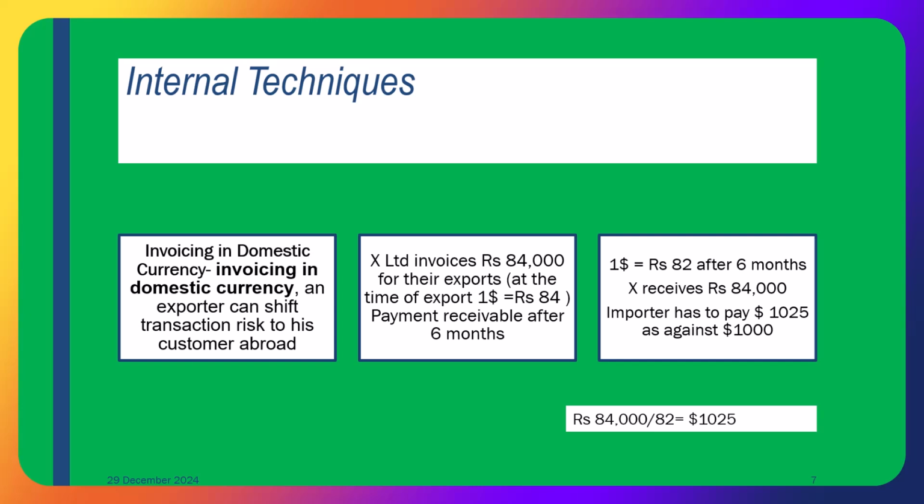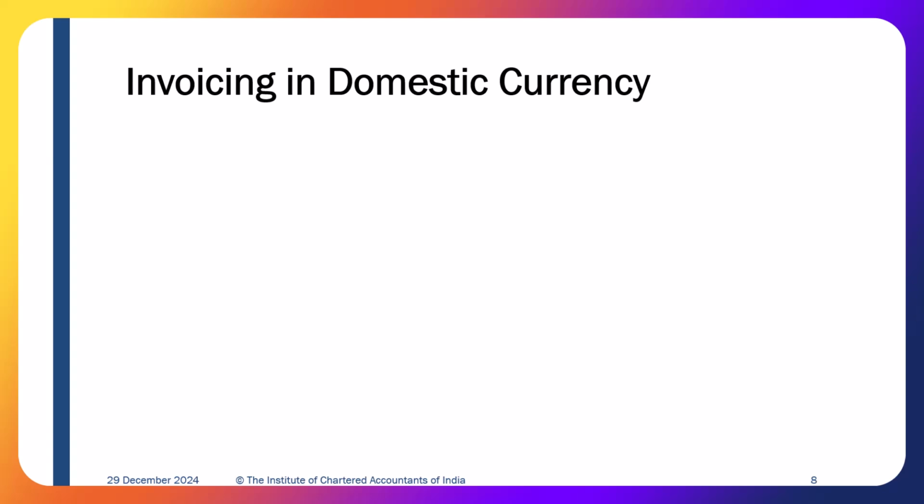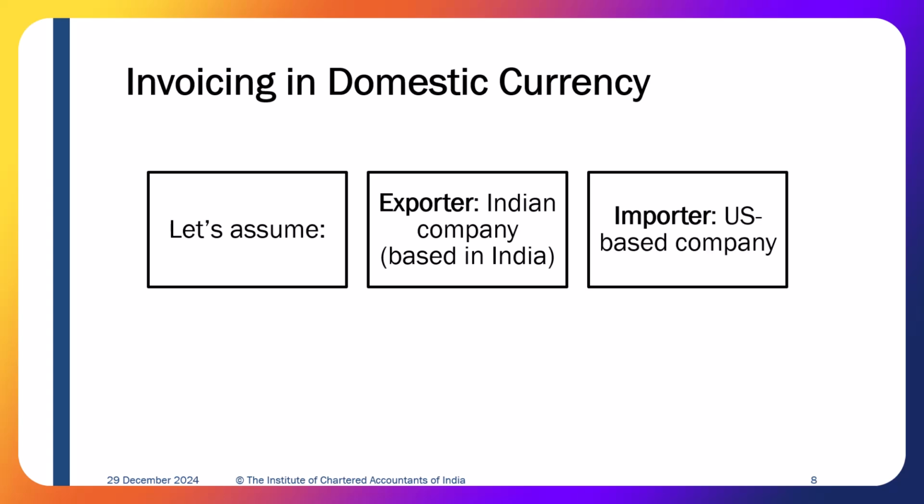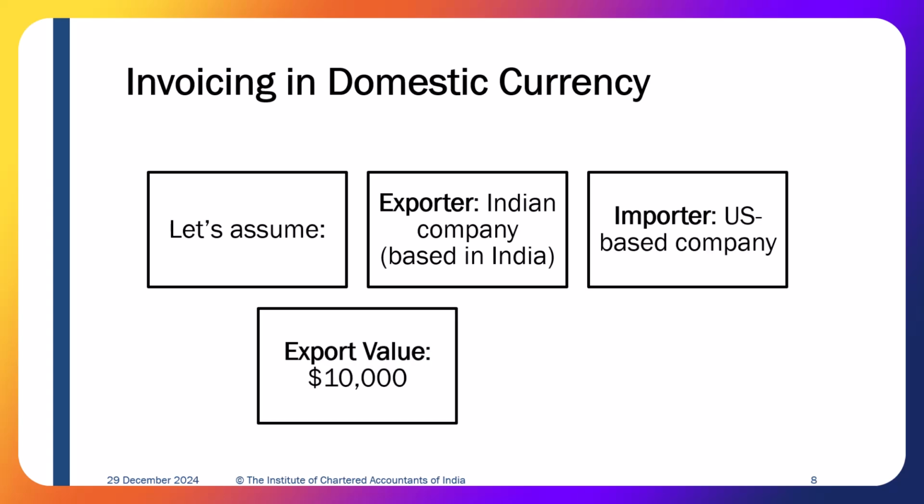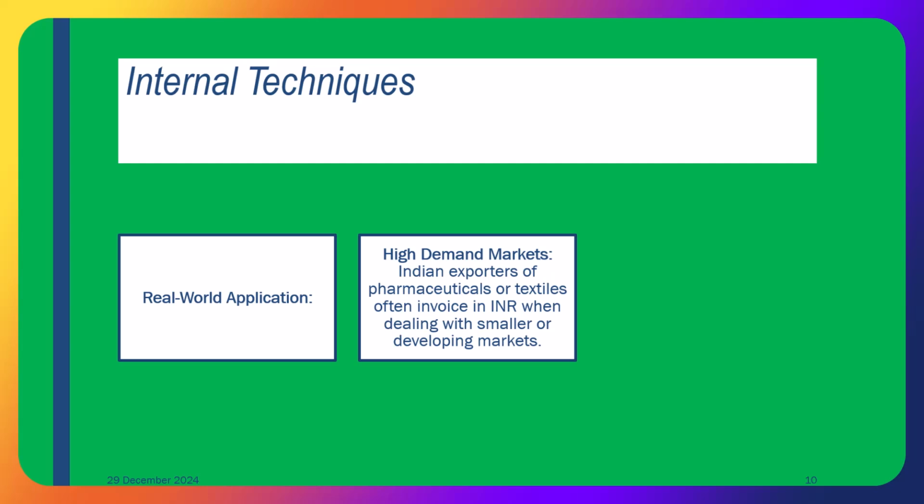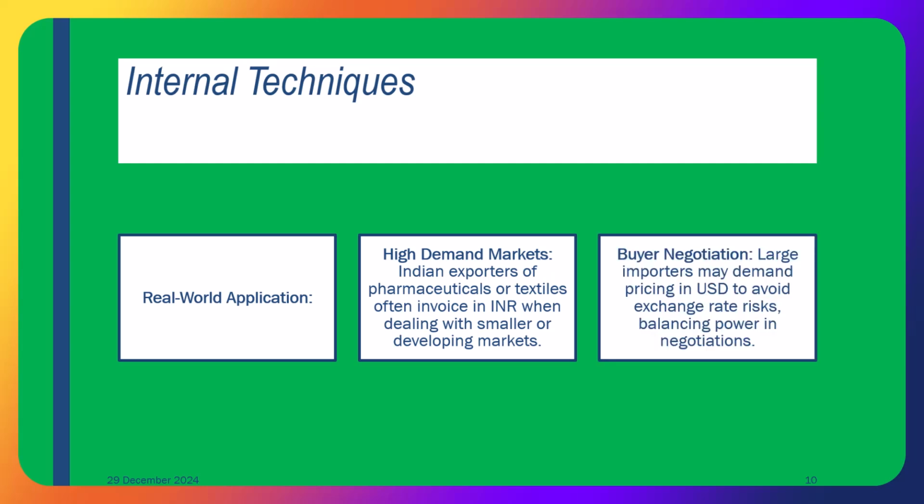Now, whether this happens internationally or not, let's understand that. Let's assume an exporter, Indian company based in India, an importer, US based company, export value $10,000. ये सेम क्वेश्चन है, इसको मैं स्किप कर देता हूँ. रियल वर्ल्ड में क्या है? हाई डिमांड मार्केट्स, Indian exporters of pharmaceuticals or textiles often invoice in INR when dealing with smaller or developing markets. Okay. Buyer negotiation. Large importers may demand pricing to be in US dollars to avoid exchange rate risk, balancing powers in negotiation. So that means if the importers are big, they're not going to agree, they say we want it in dollars, but you can always do it in certain markets.